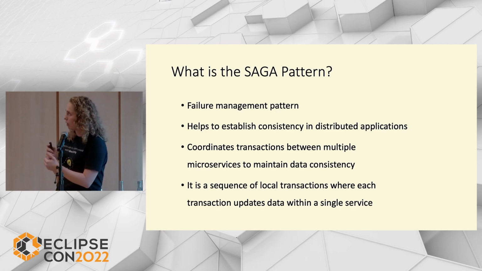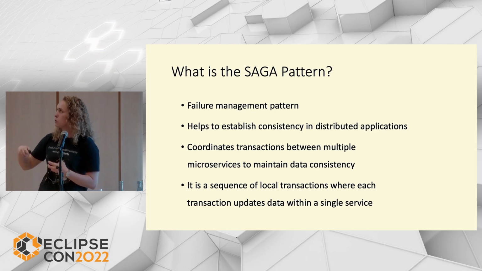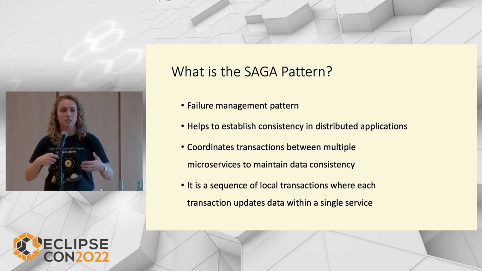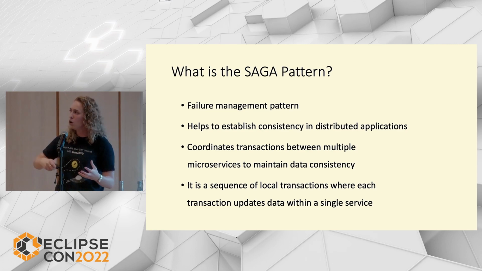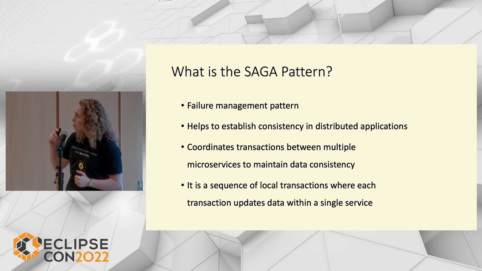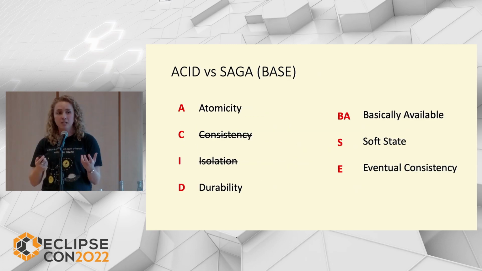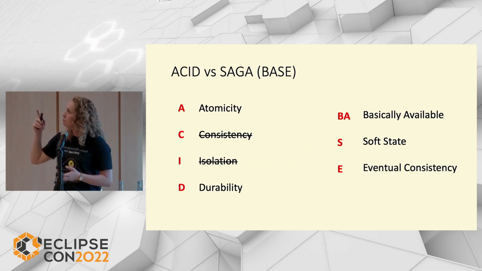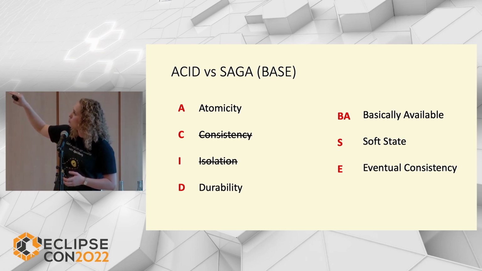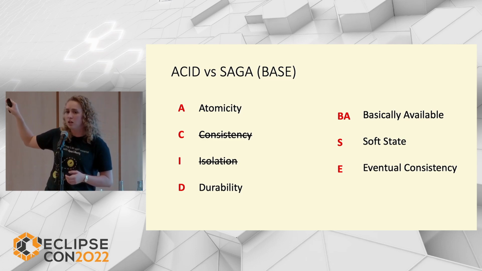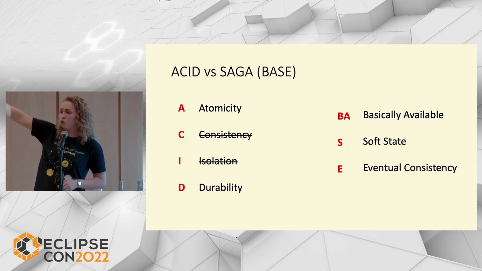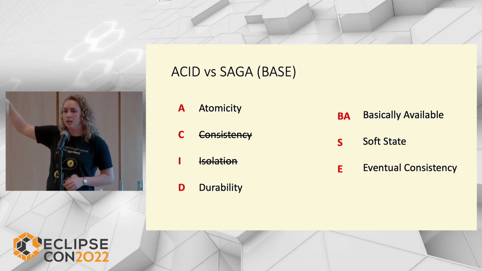So we're being a bit more flexible, but we are still trying to establish this consistency and allow this state to be sort of carried out using transactions. So in this case, we're using BASE instead of ACID. BASE is basically available, soft state, and eventual consistency. Now, the key point here is the two that I've crossed out, and that's consistency and isolation.